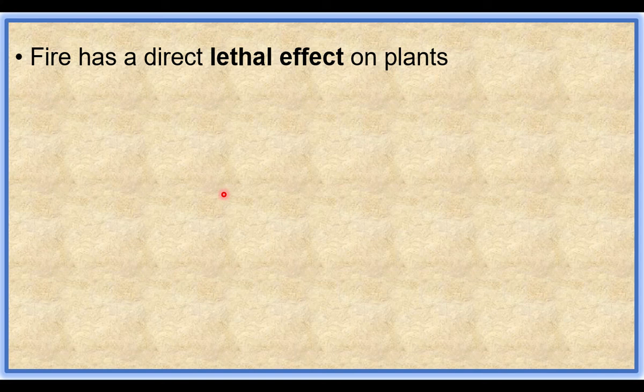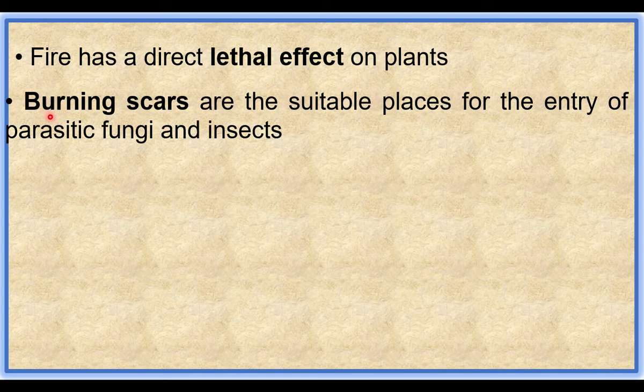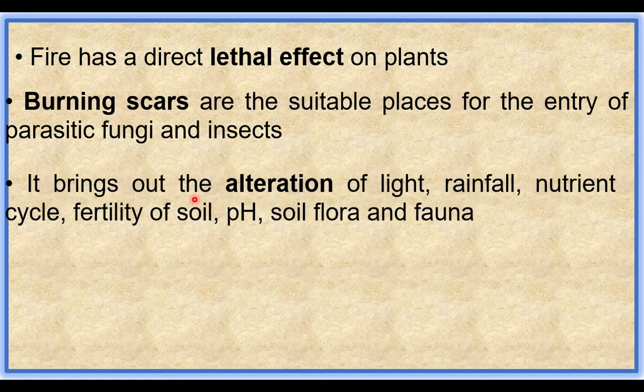Fire has direct lethal effect on plants. Fire leads to the death of the plants. The burning scars are the places for the entry of parasitic fungi and insects. Parasitic fungi enter into the plant body through the burning scars. The fire changes the rainfall, nutrient cycle, fertility of the soil, pH of the soil, plants and animals in the soil.